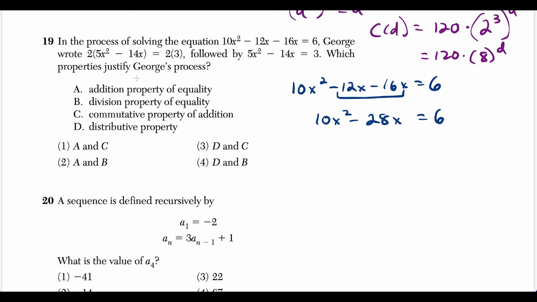But notice there is no combine like terms thing going on here. But then next, what George does next is he actually factors out a 2 here. So if you take out a 2, you're going to get 2 times, and if you divide each term by 2, you'll have 5x squared minus 14x, and this is going to be equal to, on the right side, 2 times 3. So what George actually did here is the distributive property. So this one definitely shows up.